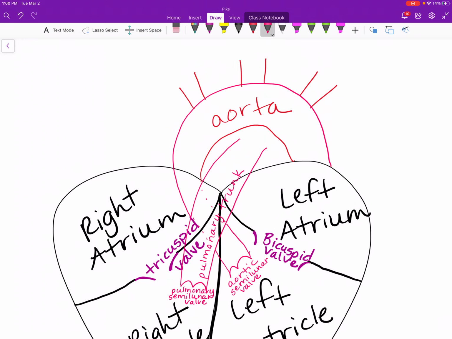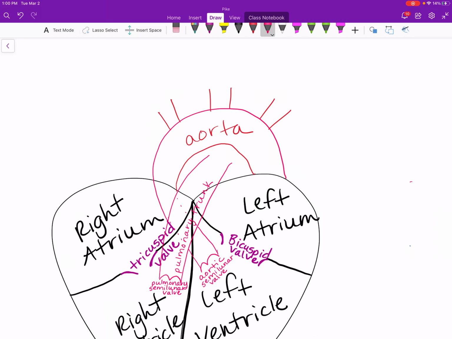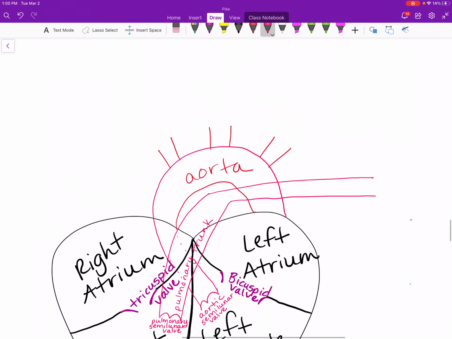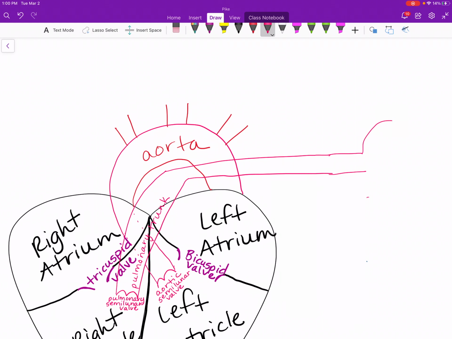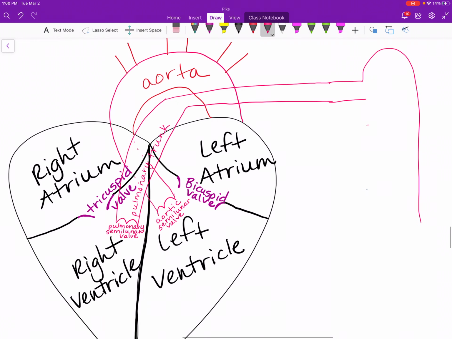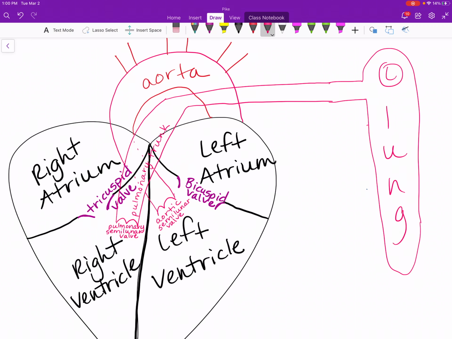So now what I want to do is branch off my pulmonary trunk. A trunk means we're about to branch. And so this branch, going over here to the left side, branches in front of the aorta. Now I need to come over here and make lungs. I'm not going to do this to scale, okay? This is the left lung. So here is our left pulmonary artery. There's only one going to the left lung where we are going to need to pick up oxygen.